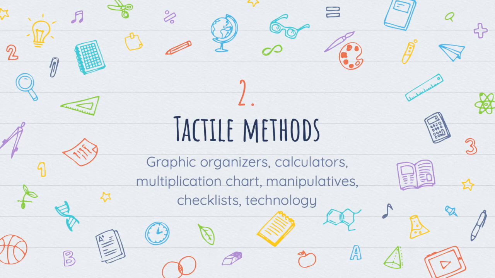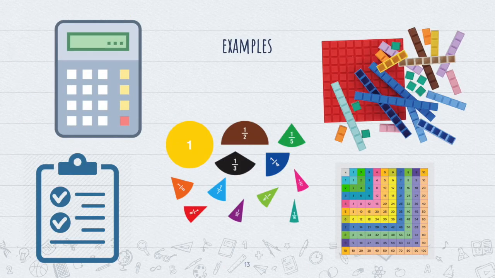Another method for scaffolding includes tactile methods, which could be graphic organizers, calculators, multiplication charts, manipulatives, checklists, and multiple different technologies. Here are some examples of what those could look like. We have calculators, checklists, fraction tiles, manipulatives, which could also be virtual or tactile, and a multiplication chart. Something important to note about tactile methods of scaffolding is that some of these may be accommodations for students, but some can also just be used as scaffolding.